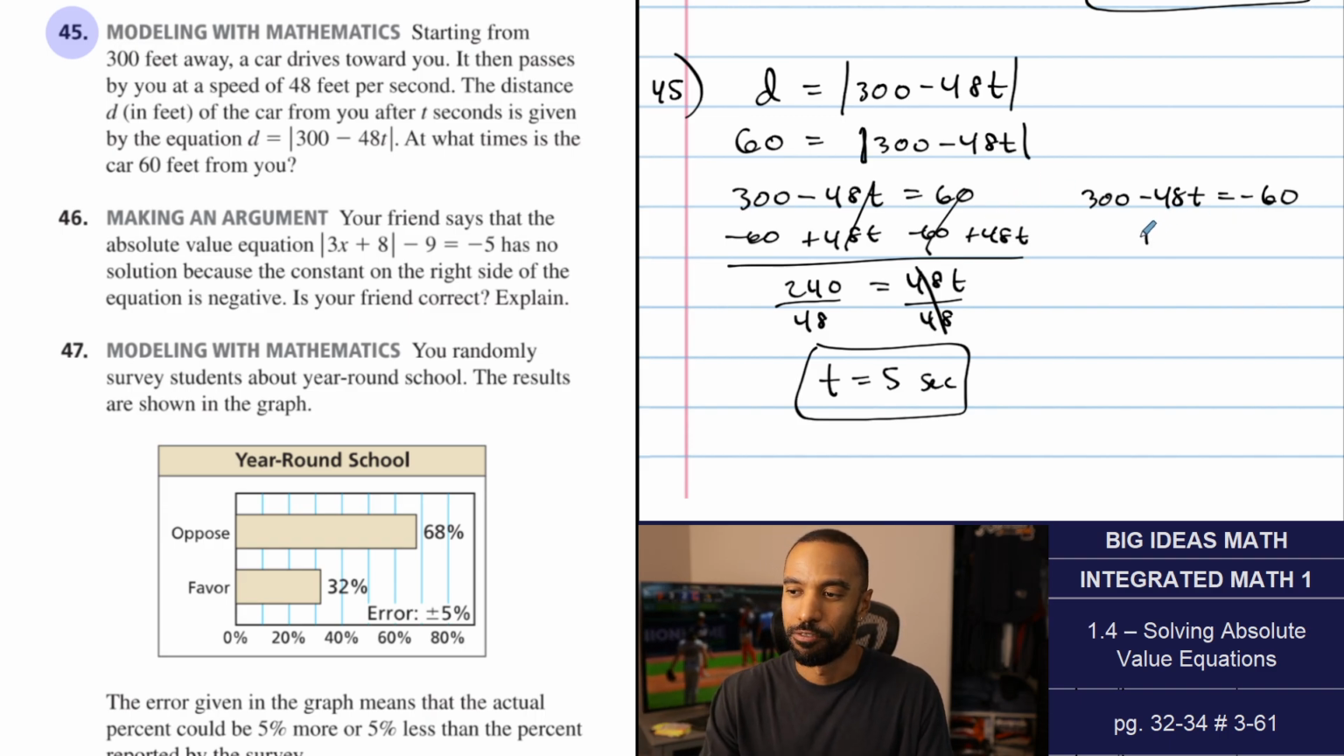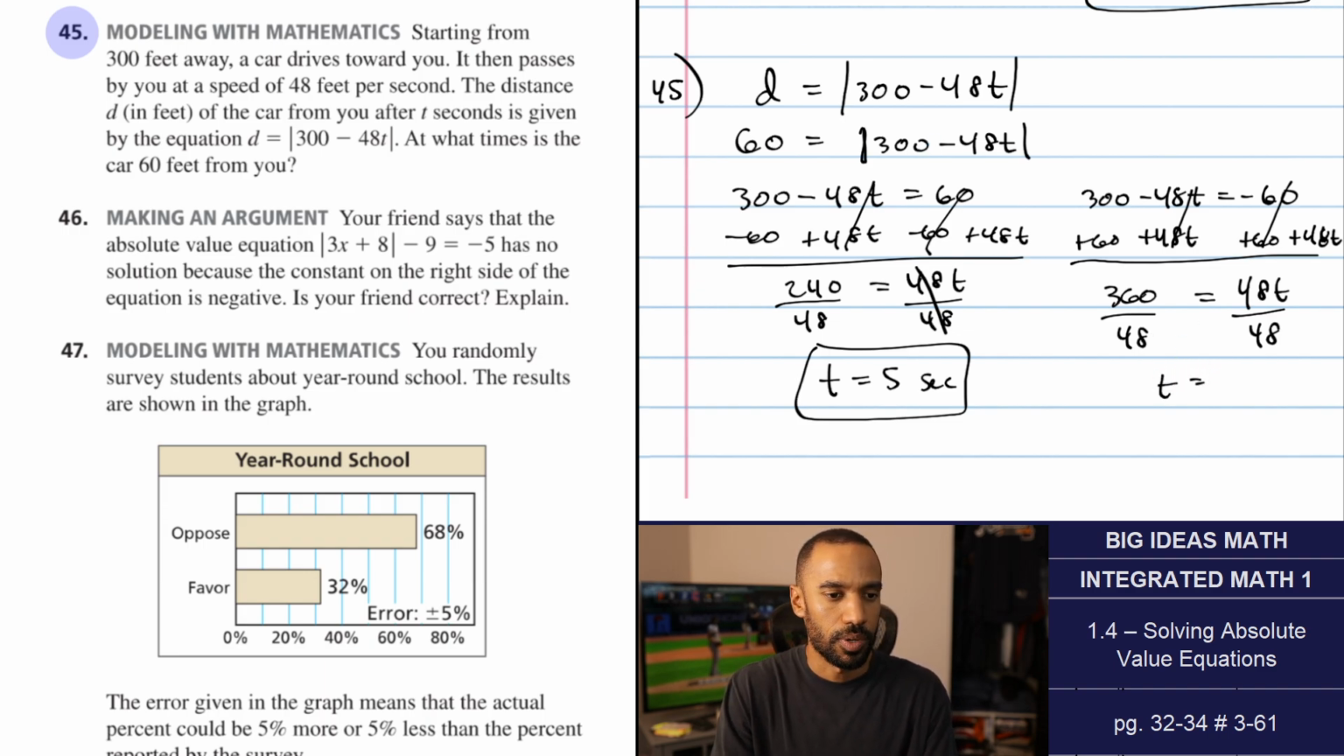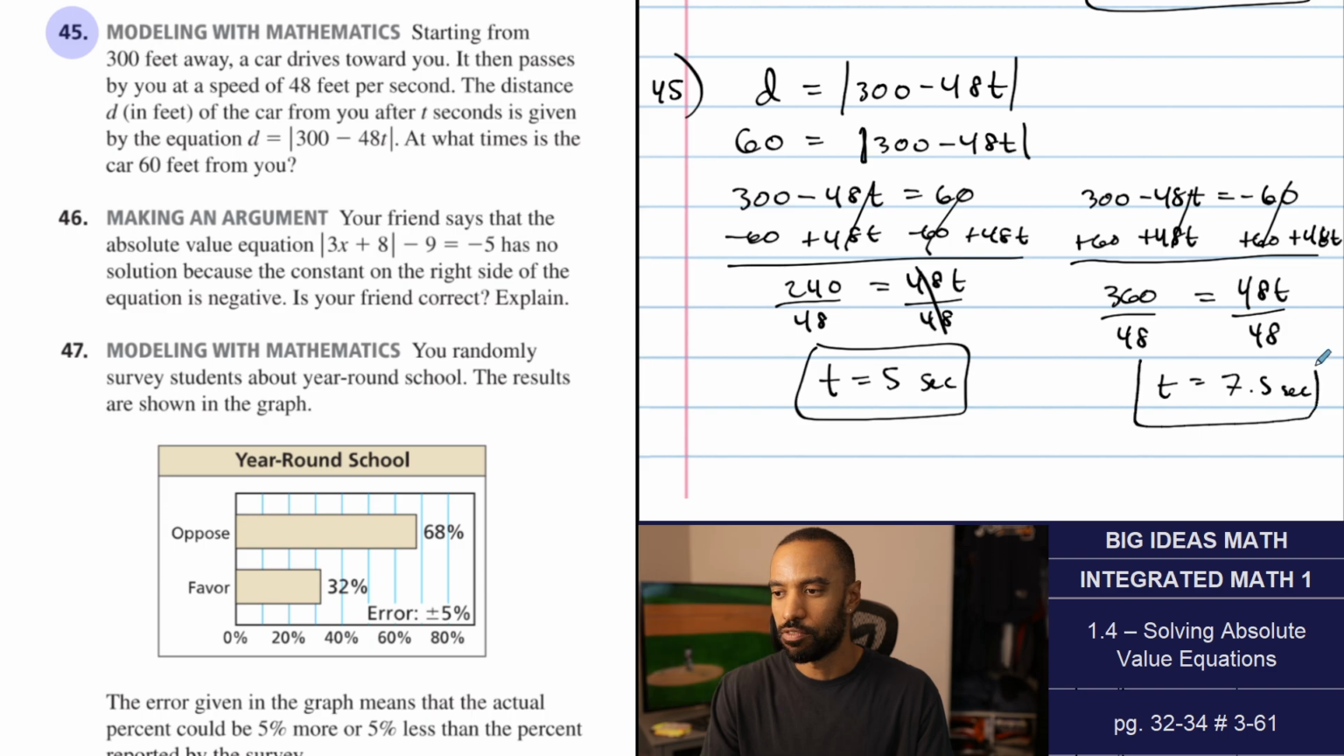Anyway, I'm going to add 48t to both sides here as well, make that positive. And in turn, let's add 60 to both sides because 60 is negative over here. And this is where it's going to be a later time because this is after the car's passed me. So 48t here equals 360. And we divide both sides by 48 in this case. Different story. I'm going to use the calculator this time. 360 divided by 48. And I'm getting 7.5. So this time is 7.5 seconds. So at what times is the car 60 feet away from me?